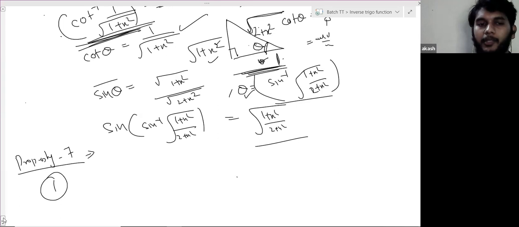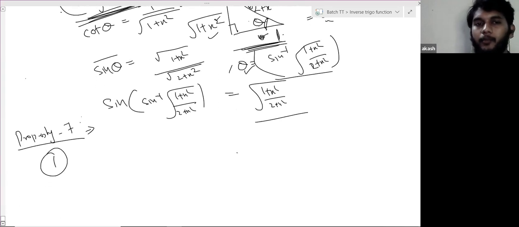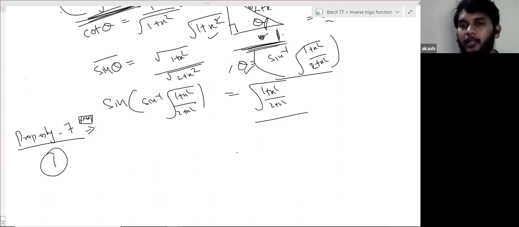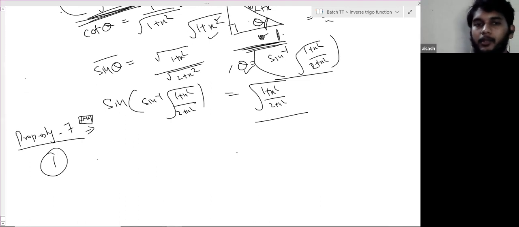All right. We have the next property, and this is also very important. In the next chapter, continuity and differentiability, you have to use these identities a lot. All right. So instead of 2 tan inverse x, we can write sine inverse 2x upon 1 plus x square.